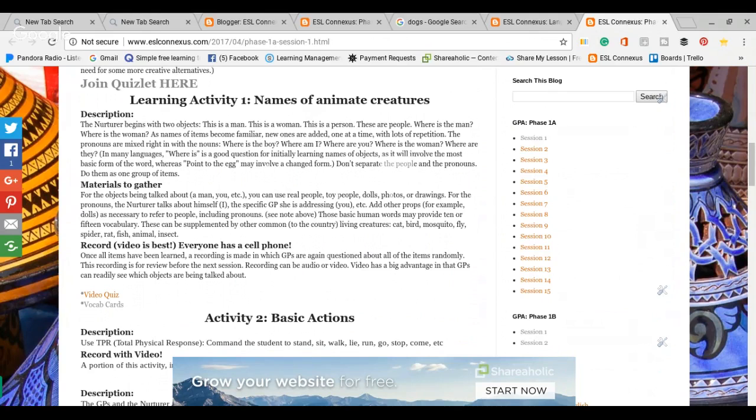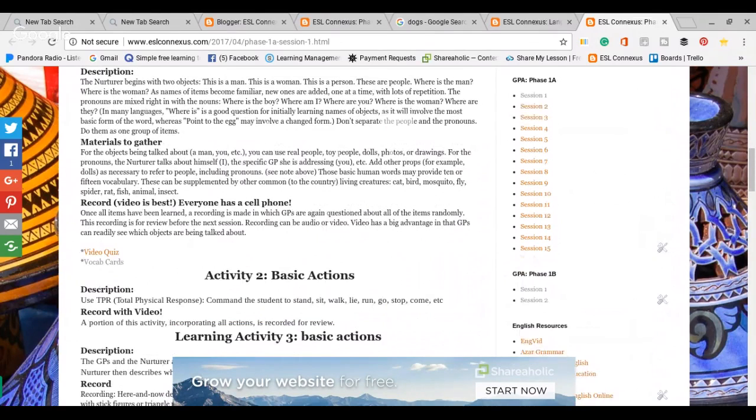For the objects being talked about, a man, you, etc., you can use real people, toys, dolls, photos, or drawings. For the pronouns, the nurturer talks about himself, "I," the specific GP she is addressing, "you," etc. Add other props, for example dolls, as necessary to refer to people, including pronouns. Those basic human words may provide 10 or 15 vocabulary words. These can be supplemented by other common, to-the-country living creatures: cat, bird, mosquito, fly, you get the idea. Use your context to build the vocabulary.